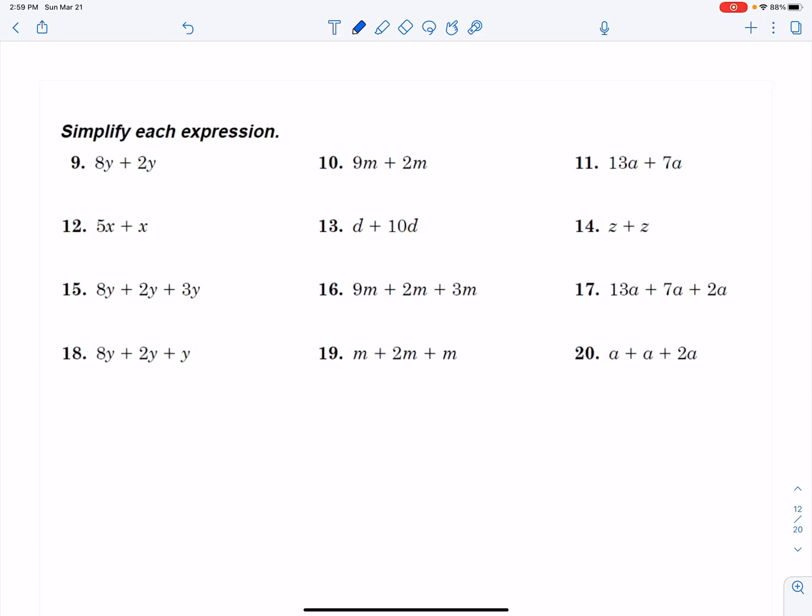So what I'd like for you to do is pause the video and answer these questions. Okay, now I'm not going to go over them at the end, but pause the video and answer those questions before you begin learning about the distributive property.